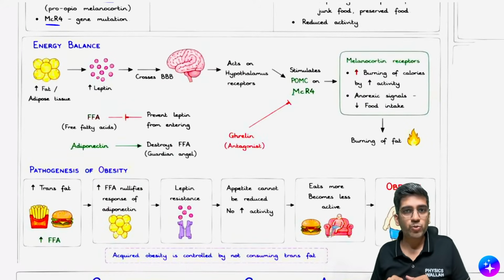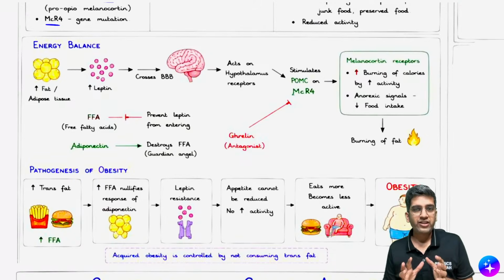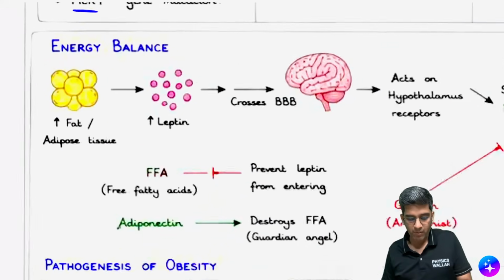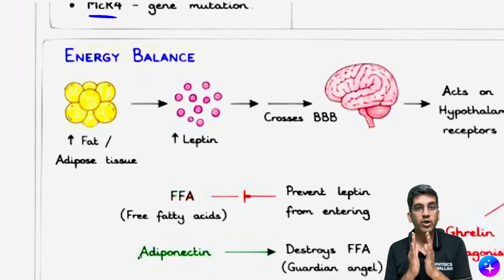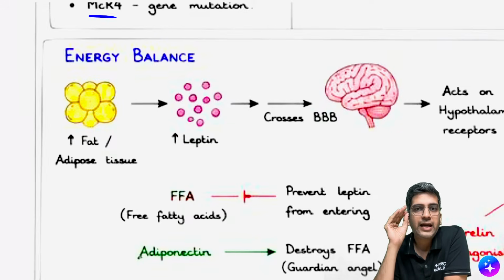In order to understand obesity, I have to understand the energy balance first. Everything in my body has a homeostasis: positive feedback, negative feedback. The moment you have more fat, more leptin will be produced. That will cross the blood-brain barrier and tell my brain, see, I am more. So what should my brain do? Activate the negative feedback, make sure I reduce it.